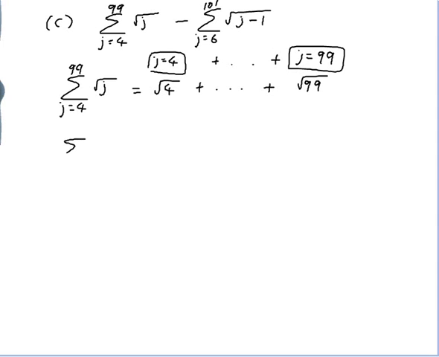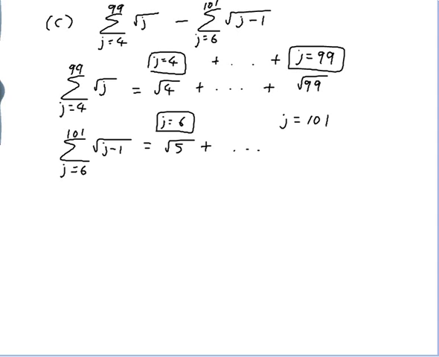So the other one was the sum of j from 6 to 101 of the square root of j minus 1. So if j equals 6, we would put in the square root of 6 minus 1, which would be root 5, plus, and then we'd go all the way up to j equals 101. So we'd have the square root of 101 minus 1, which would be the square root of 100. Okay, so that's what my two sums are, and I want to do the top one minus the bottom one.